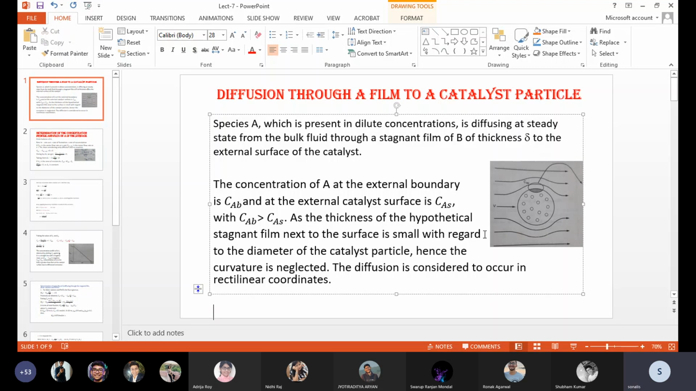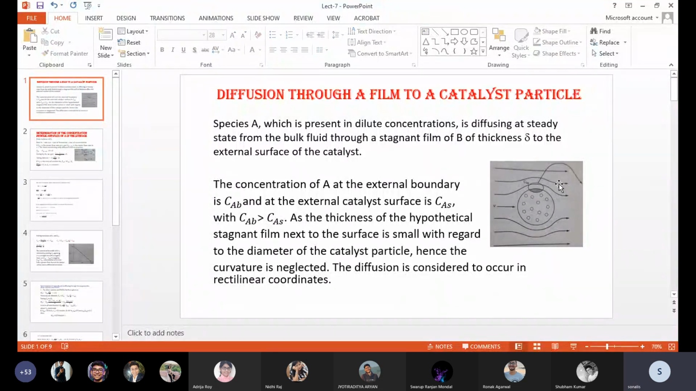Now look here in the picture. Here we have considered many assumptions, which have made everything very simple. A is in dilute concentration, and it is diffusing at steady state. Already steady state has been reached; that phase we are considering. From the bulk fluid through a stagnant film of B. Another assumption is B is stagnant, and B is not diffusing, of thickness delta to the external surface of the catalyst.